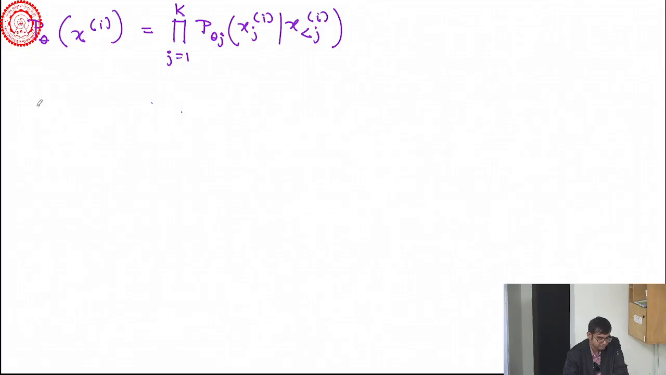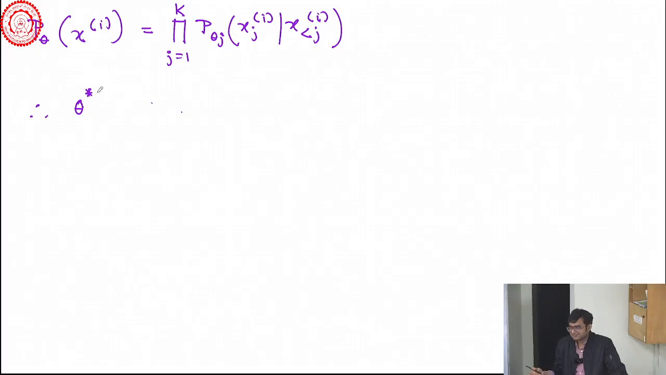So therefore, theta star. Now what is this theta, by the way? Theta is all the theta j written together. Theta is theta 1, theta 2, theta 3, theta k. So all of these thetas together is theta. Remember, theta 1 is not a single parameter, that itself is a vector, right? Theta 1 is itself a vector, theta 2 is itself a vector, theta k is itself a vector. So it's a very big vector we're talking about. Okay.